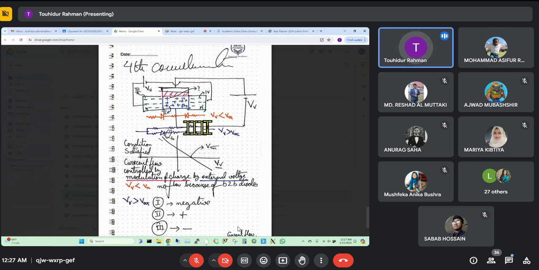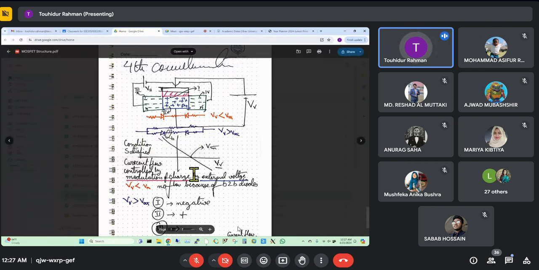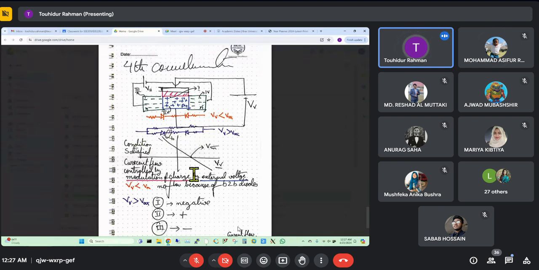Yes, sir. We have only three resistances and the voltage source, there will be current flow. Make sense? Yes, sir.